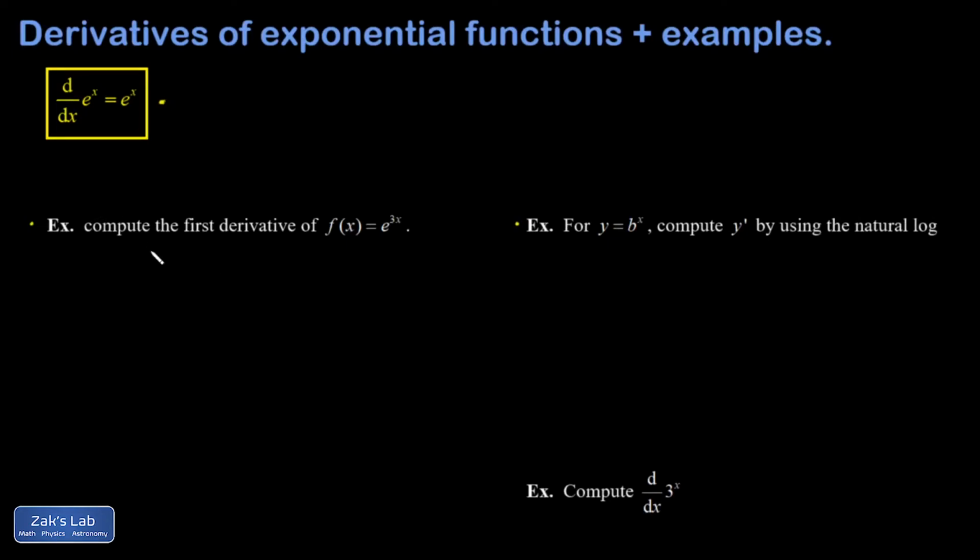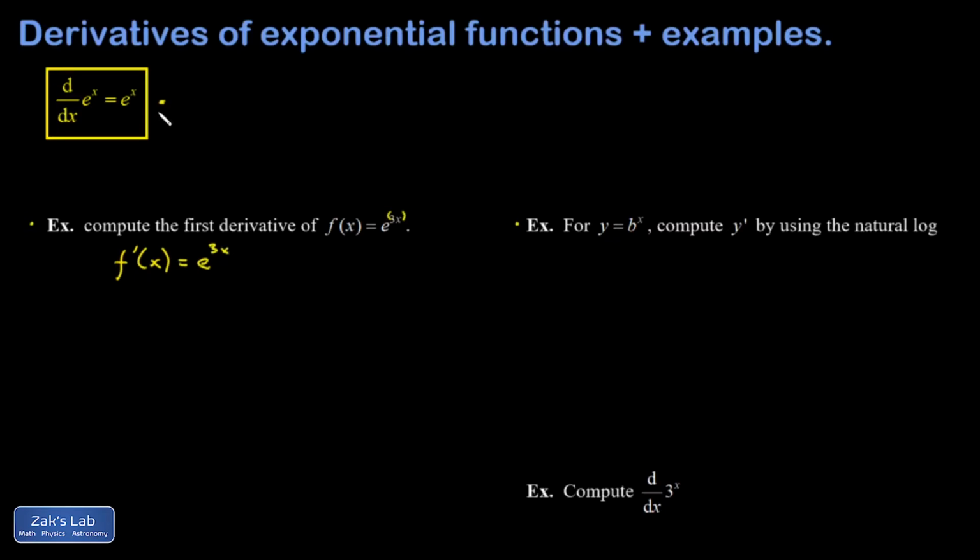I want the first derivative of f of x equals e to the 3x. So f prime of x. Well, this is a function of a function where the inner function is the 3x. So we differentiate e to the 3x with respect to 3x, treating the 3x like it's just a single variable. And that just gives us back e to the 3x.